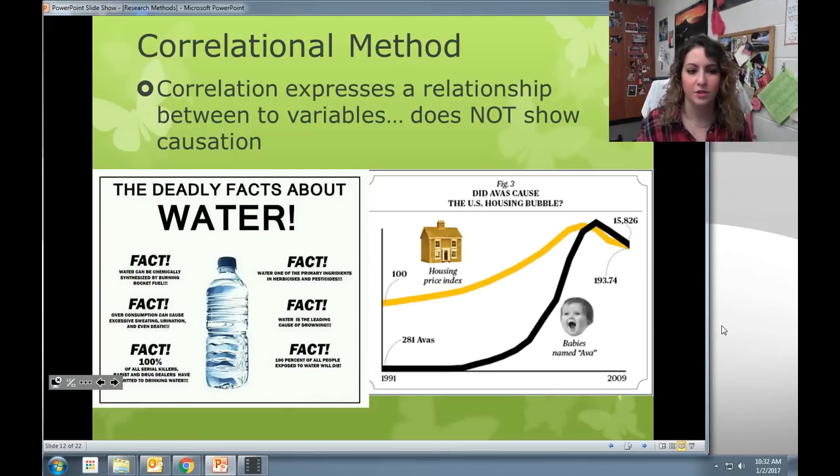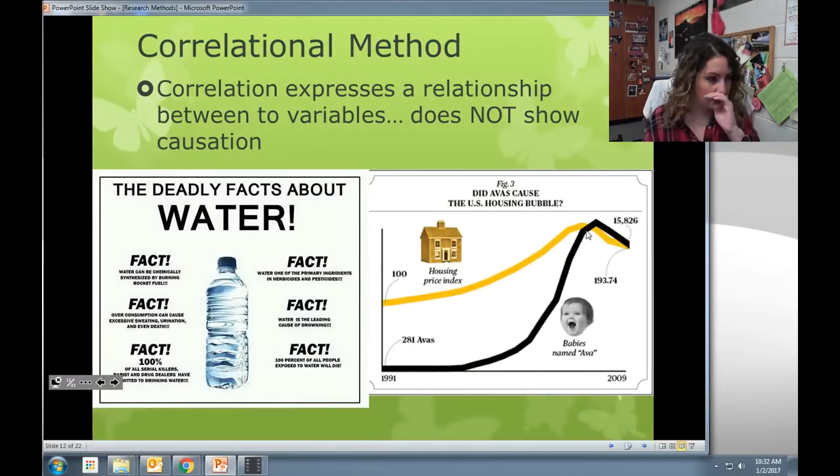So, like this little picture right here says, did the AVAs cause the U.S. housing bubble? And so you see the housing price index, which measures house prices going up, and the amount of AVAs that were born. And you kind of see that those go together. But they're correlated. They're happening at the same time, but that does not mean that one is causing the other. And so it's kind of a joke between is it correlation or causation.